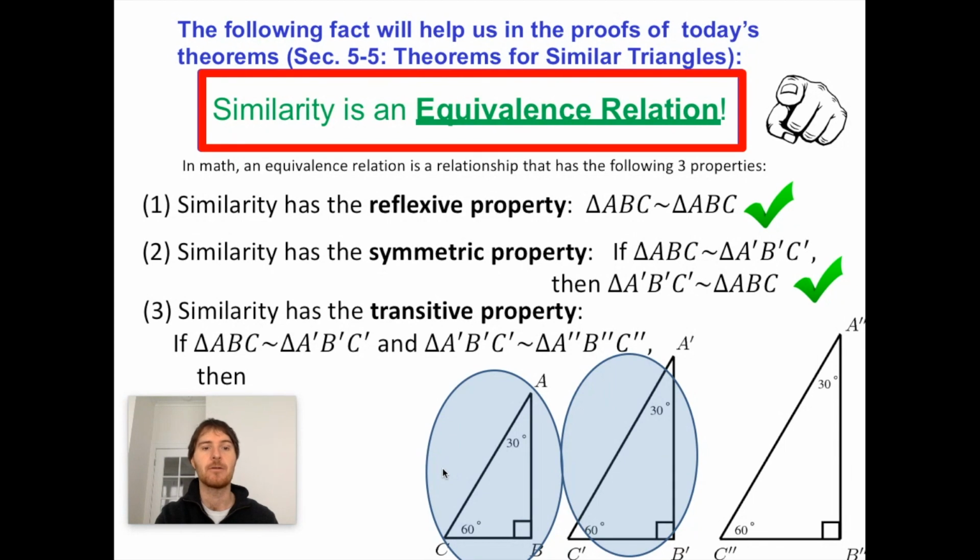So if we check this one out here, if triangle ABC is similar to triangle A prime, B prime, C prime, so if one figure is similar to another figure, and that second figure is similar to a third figure. So here we have triangle A prime, B prime, C prime is similar to triangle A double prime, B double prime, C double prime. That's the one over here. So I know ABC links to A prime, B prime, C prime, and A prime, B prime, C prime links to that. So this is similar to that, and that is similar to this other one over here.